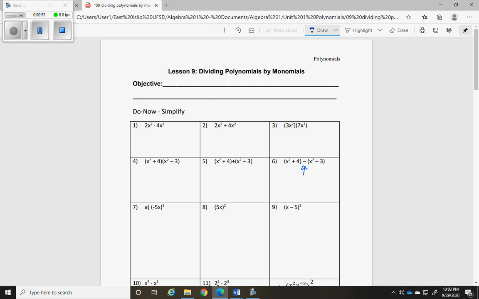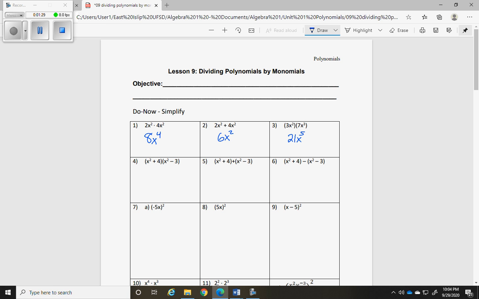So hit pause, do the do now, and then turn it back on and make sure you got the right answers. I am going to go through it rather quickly. You're supposed to send me questions if you have them. This is 8x to the 4th. This is 6x squared. So you got to be careful between multiplying and adding. Number 3 is 21x to the 5th.